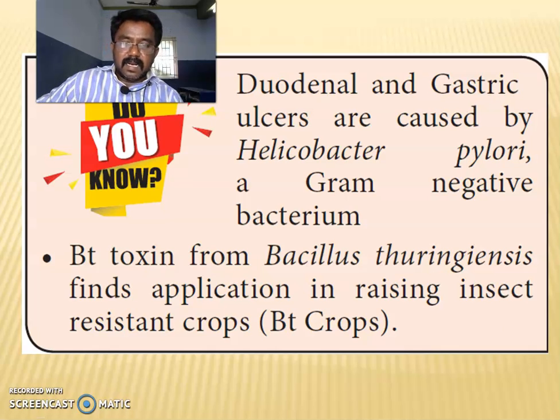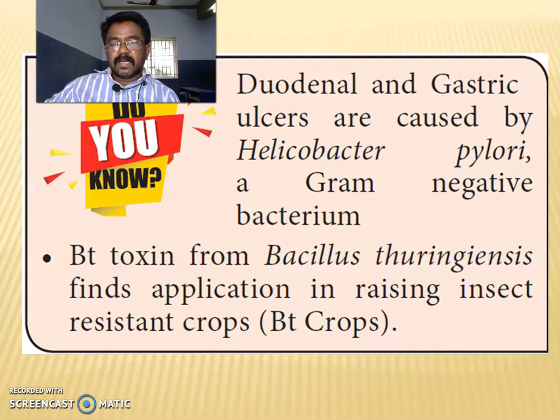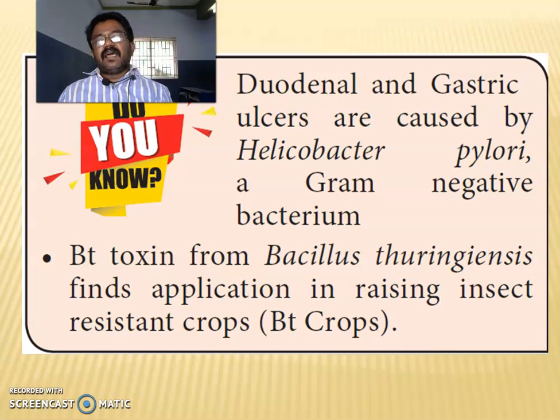Duodenal and gastric ulcers are caused by Helicobacter pylori, a gram-negative bacterium. Cry toxins from Bacillus thuringiensis find application in raising insect-resistant crops. So the first bacterium can create ulcers in the human intestinal tract, duodenal or gastric ulcer, and its name is Helicobacter pylori. Second, Bacillus thuringiensis is used for raising insect-resistant crops. It acts as an anti-pest agent, very useful for farmers for killing unwanted insects of crops.